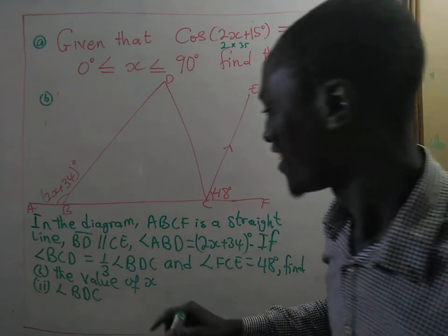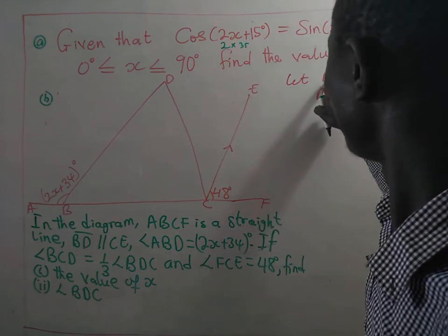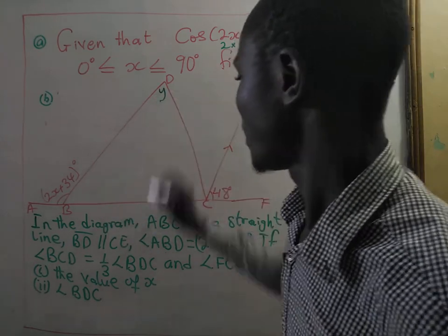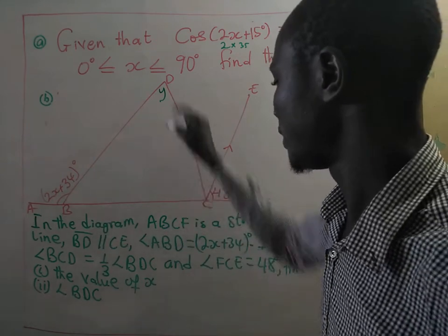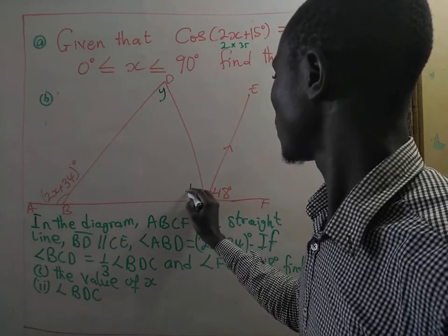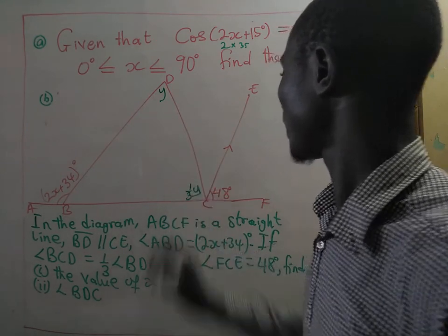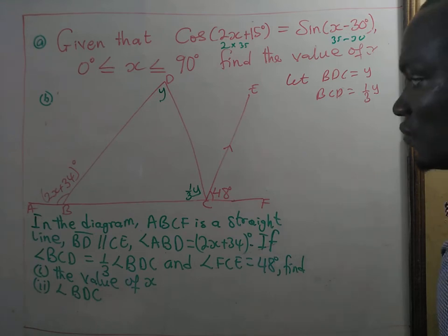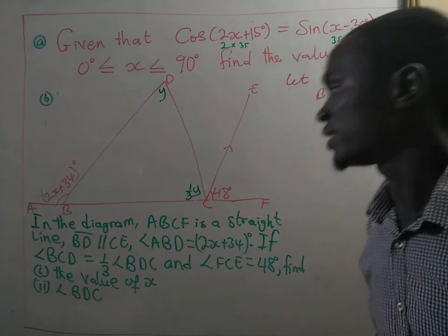Hey. Let's see. Angle BDC equal to y, okay, and angle BCD equal to 1/3 of y. Okay, that's great. So we fixed those angles, right? Now, how do we find the value of x? And then how do we find the BDC? Okay.